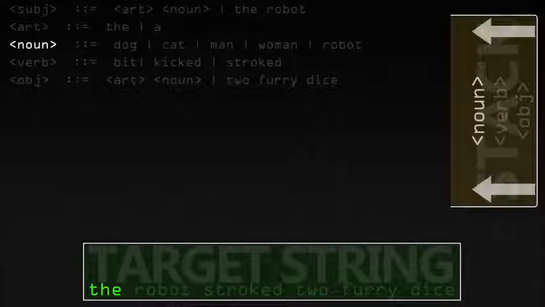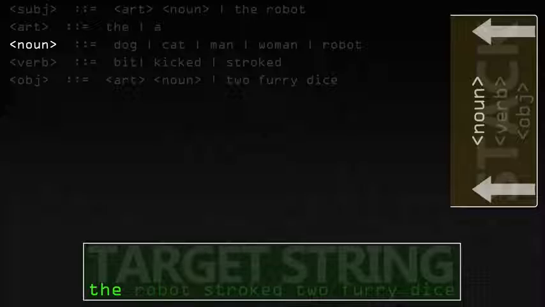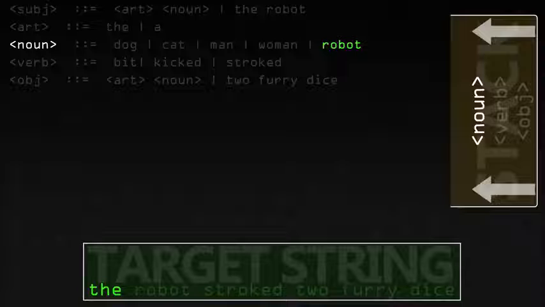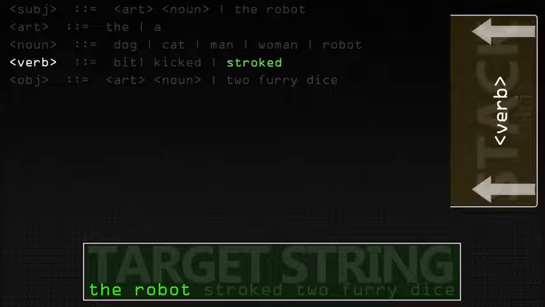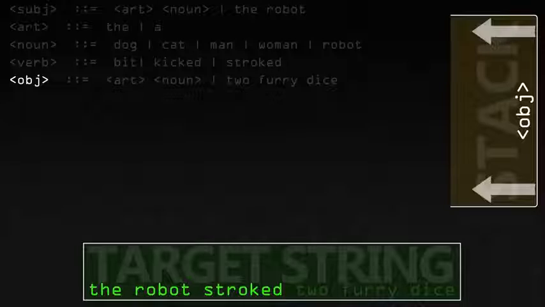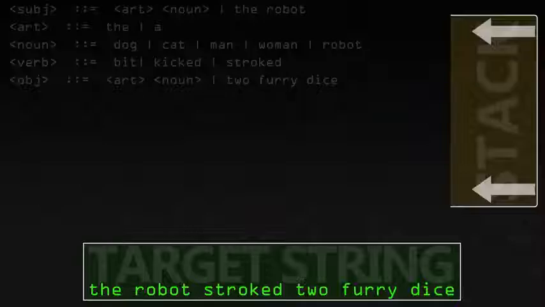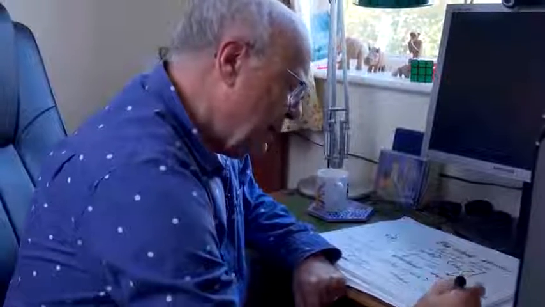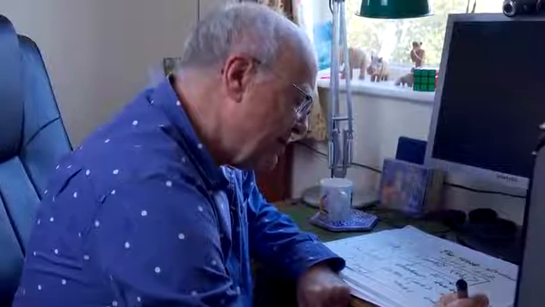Pop that off the stack. What's the next thing I've got to look for? Noun. Can noun be robot, which is the next thing I'm looking at? Yes, robot is an option. So I could have done robot. Now the verb is as before, it's got to be stroked, and stroked is there, and equally the object is as before. There's only one way to develop the string 2 fairy dice, and that's to take the declared shortcut that does it for you. The reason for doing this rather artificial example is to say, oh dear, does this matter?